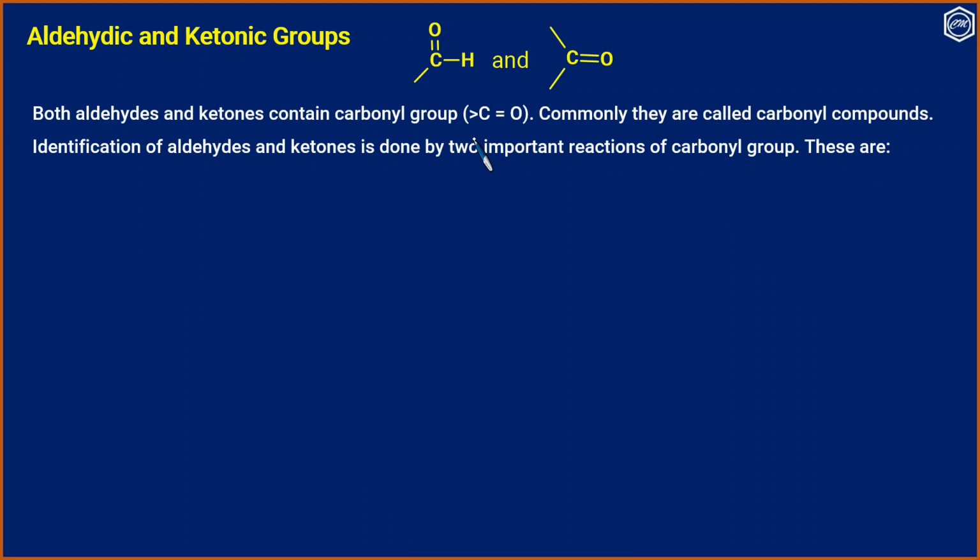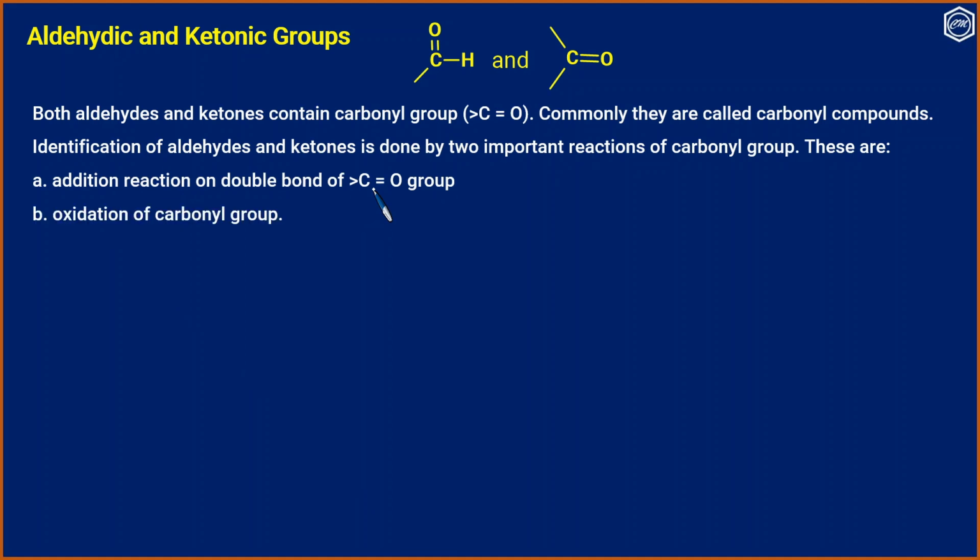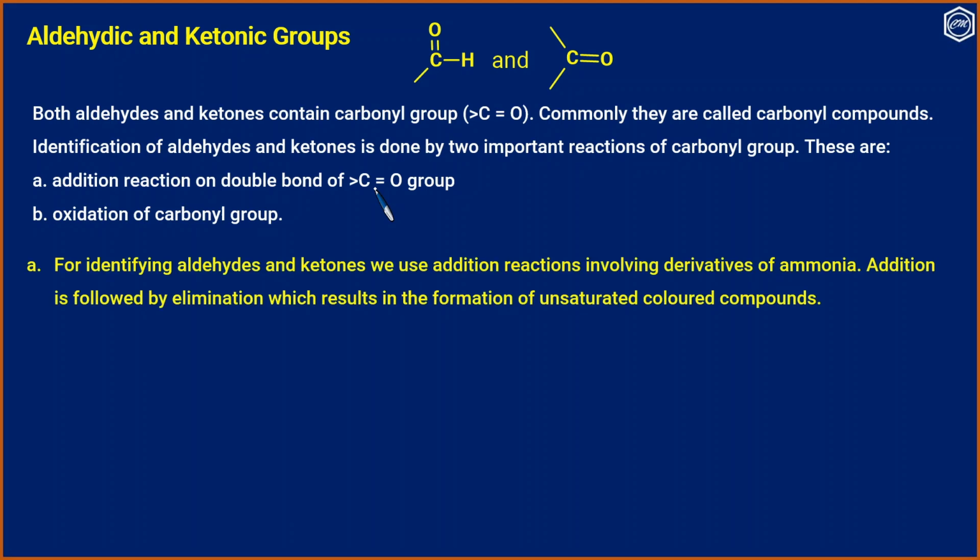One, addition reaction on the double bond of the C=O group, and two, oxidation of the carbonyl group. Addition reactions of derivatives of ammonia are important from the point of view of identification of carbonyl compounds.